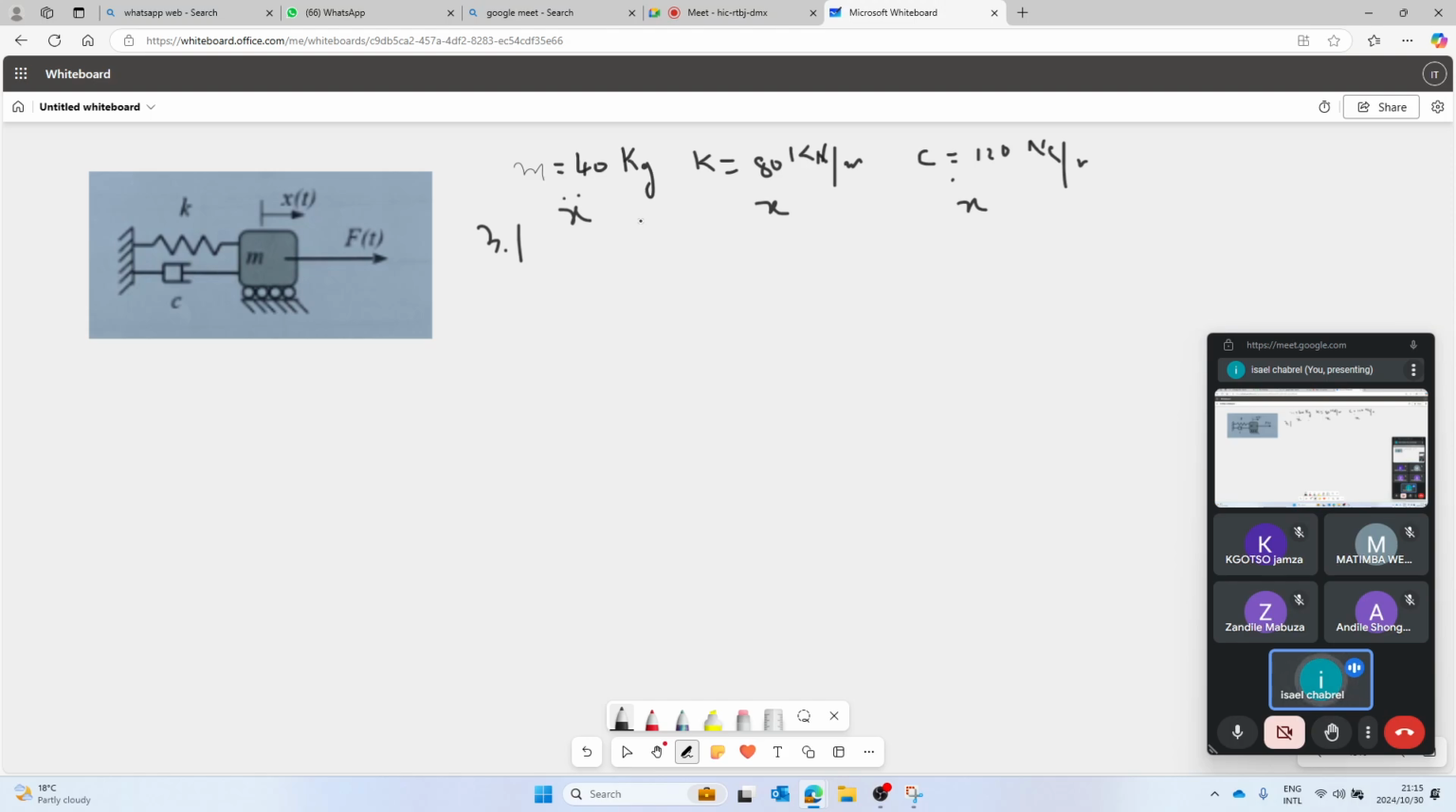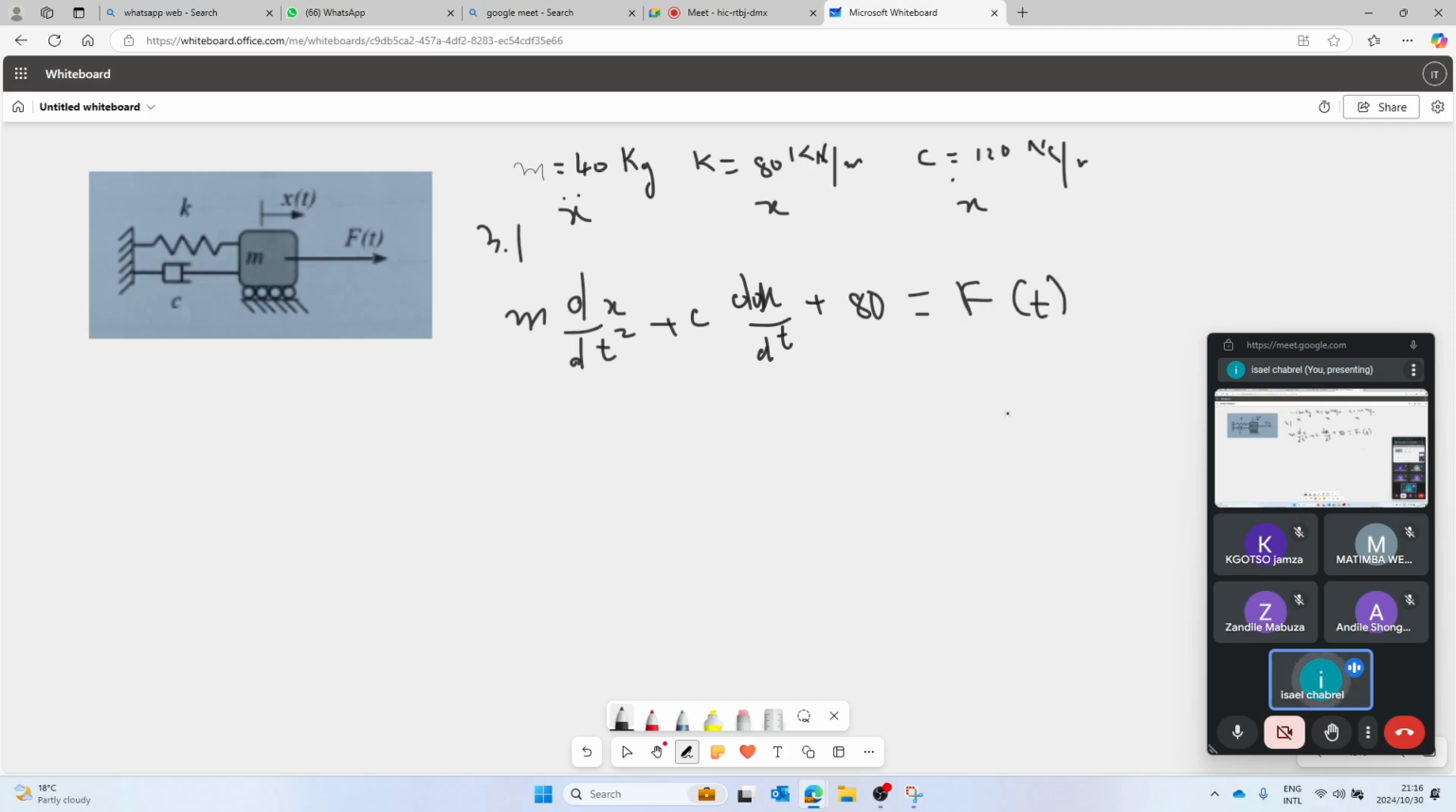Now, if we want to write in terms of a differential equation, it simply means you have mass multiplied by d squared x over dt squared, plus c dx/dt, plus k x, because it's a constant, to be equal to the force f of t. This is 2 marks.